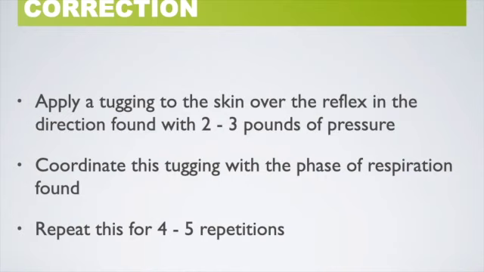So to treat, we apply a tug in the direction of challenge on the phase of respiration that negated the challenge. A few pounds of pressure, it doesn't need to be real hard, and we do this 4 or 5 times. So, for example, we press up on the receptor, and it was negated by a breath in. We're going to press up on the receptor while the patient breathes in, and we'll do that 4 to 5 times. And then you can go back and see if the muscle turned on.